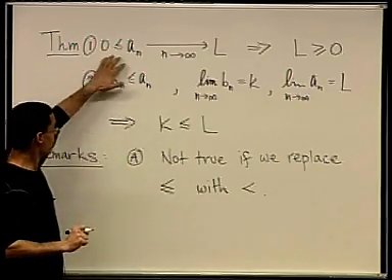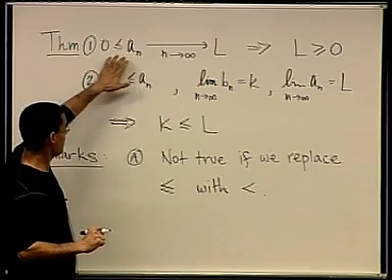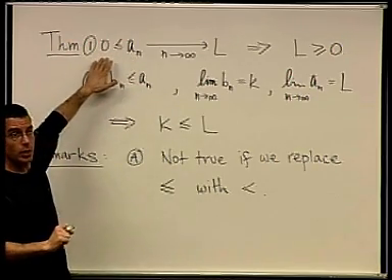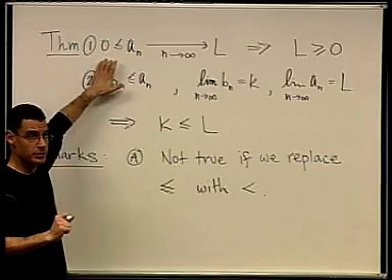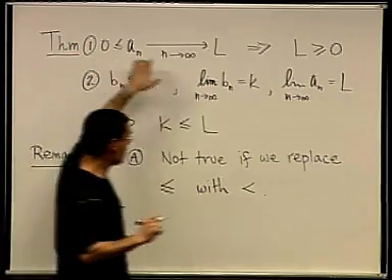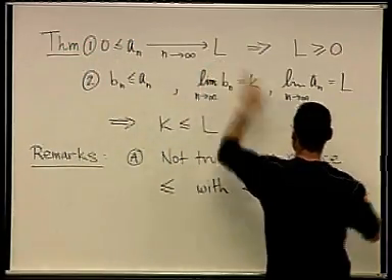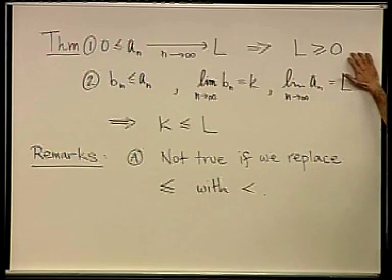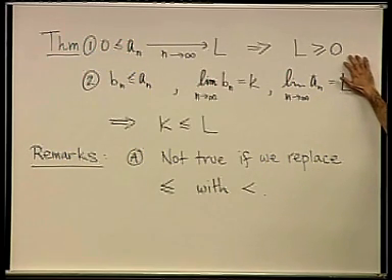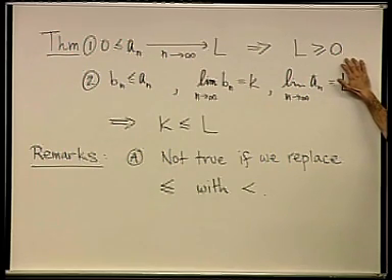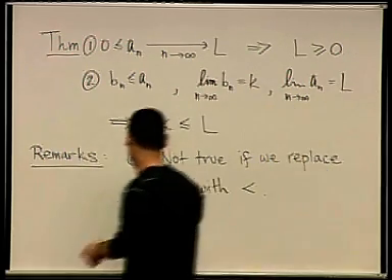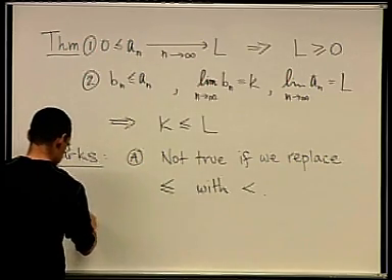Why? Suppose you have a sequence that is strictly positive. All the elements are strictly positive. Does it imply, and it converges, does it imply that the limit is strictly positive? Give me a counter example. Very good, very good. So counter example.